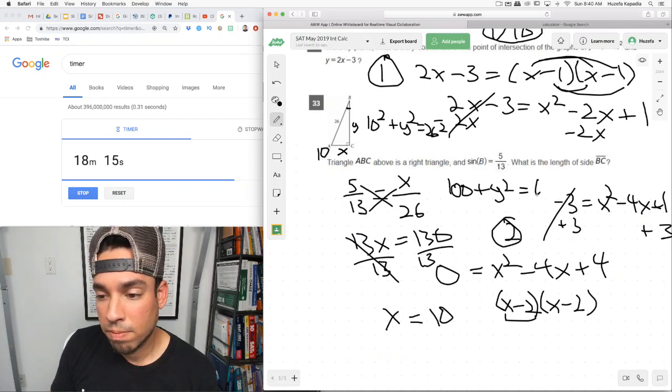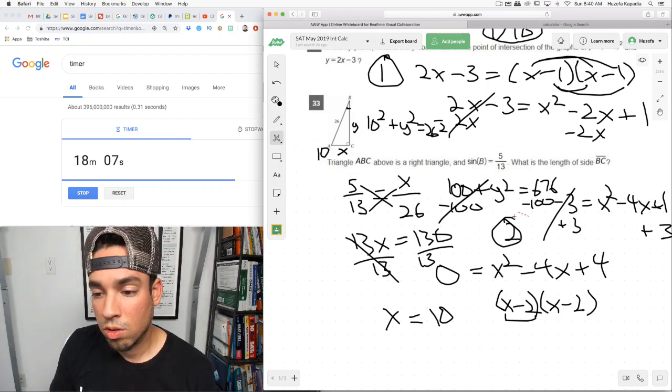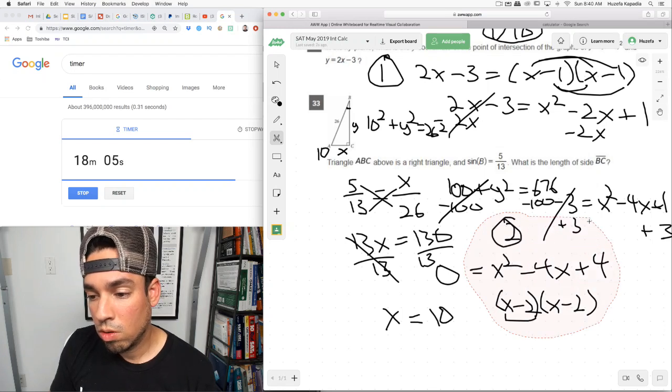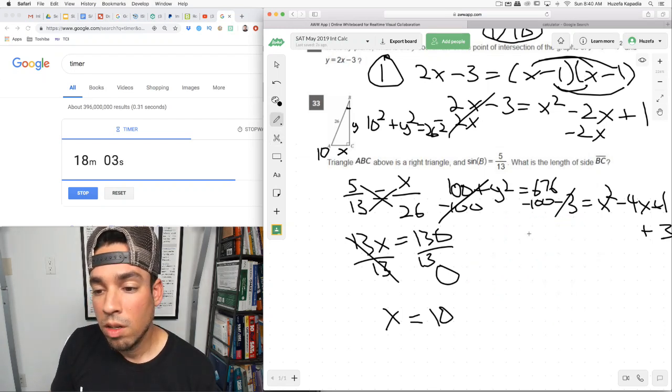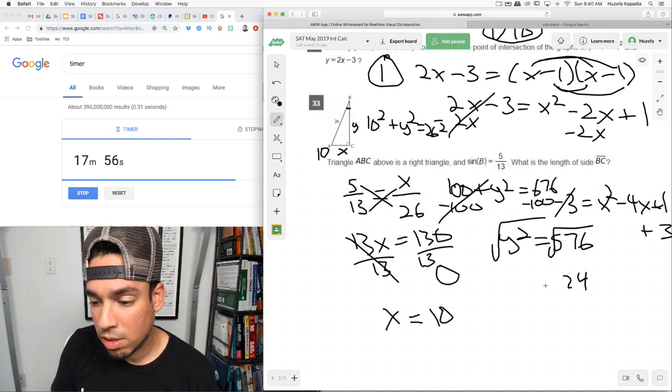676. Then I'm going to subtract 100 from both sides. I know this is crazy. Here, let me make some room. All right, and then I got y squared equals 576. That one I haven't memorized. I know that's 24, but I'm going to double check anyways.